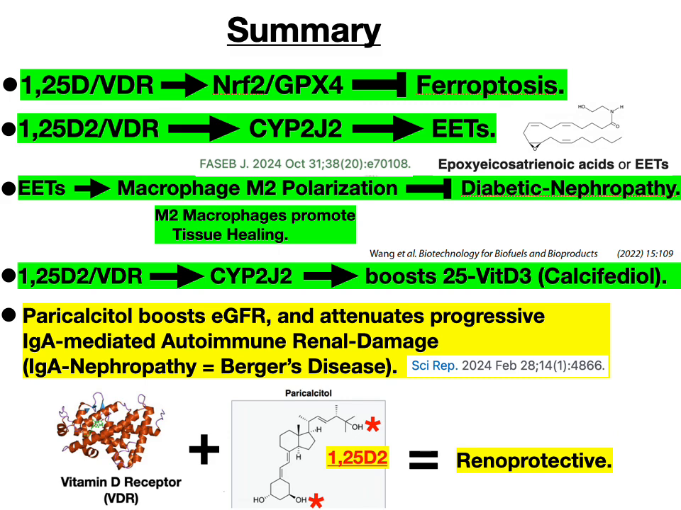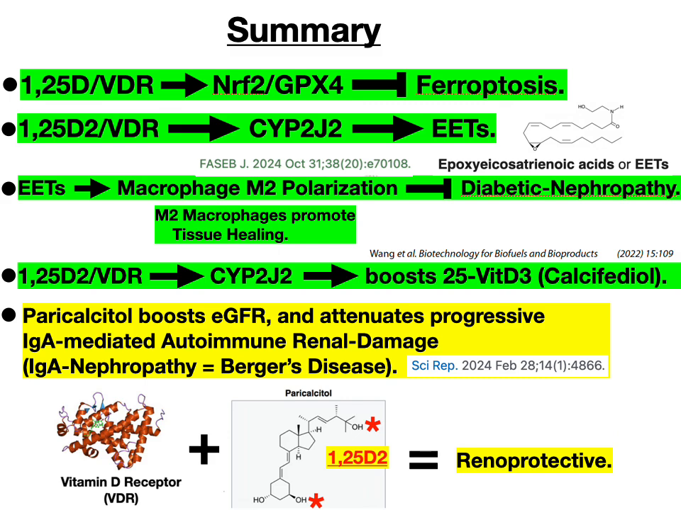The second axis or limb of the vitamin D receptor's benefits comes from a newly recognized pathway, upregulation of a cytochrome P450 enzyme, CYP2J2. This enzyme epoxygenates, puts epoxy groups on arachidonic acid, converting its unsaturated bonds into an epoxy chemical moiety. The resulting molecule is known as an EET, which stands for epoxyeicosatrienoic acid.